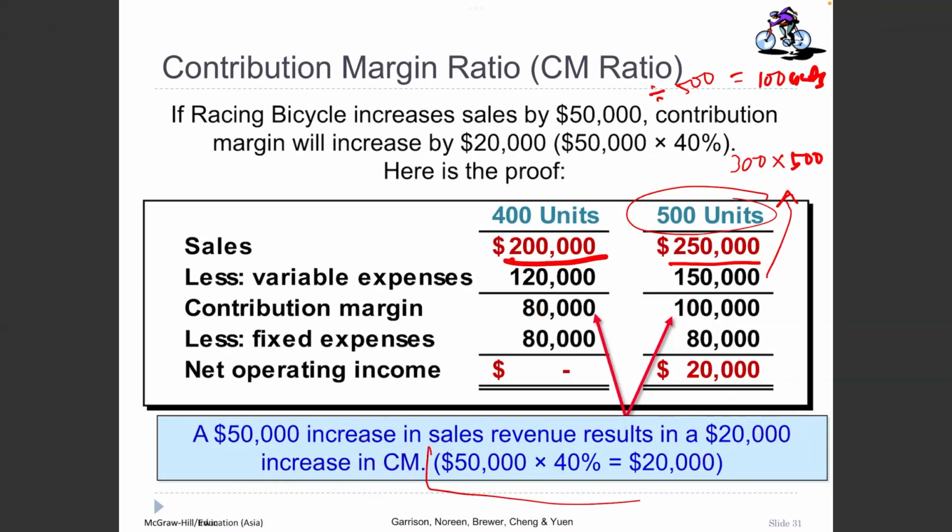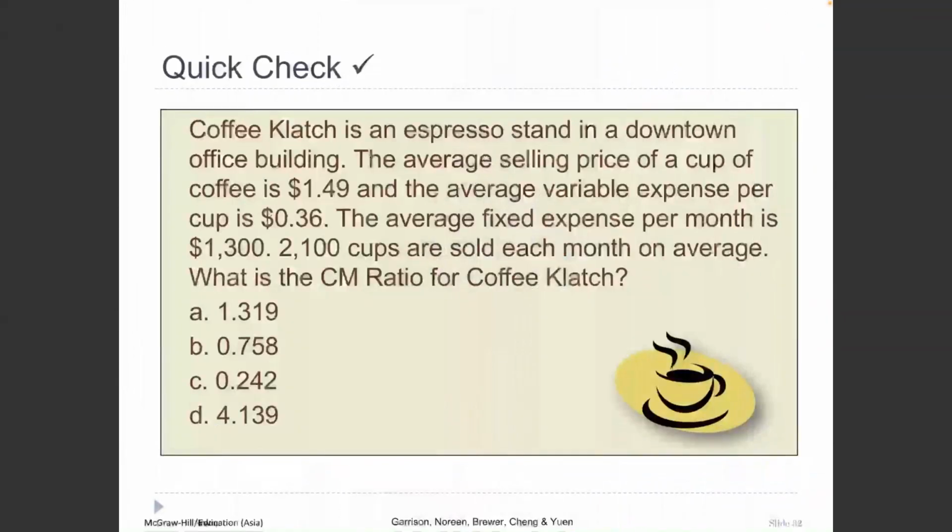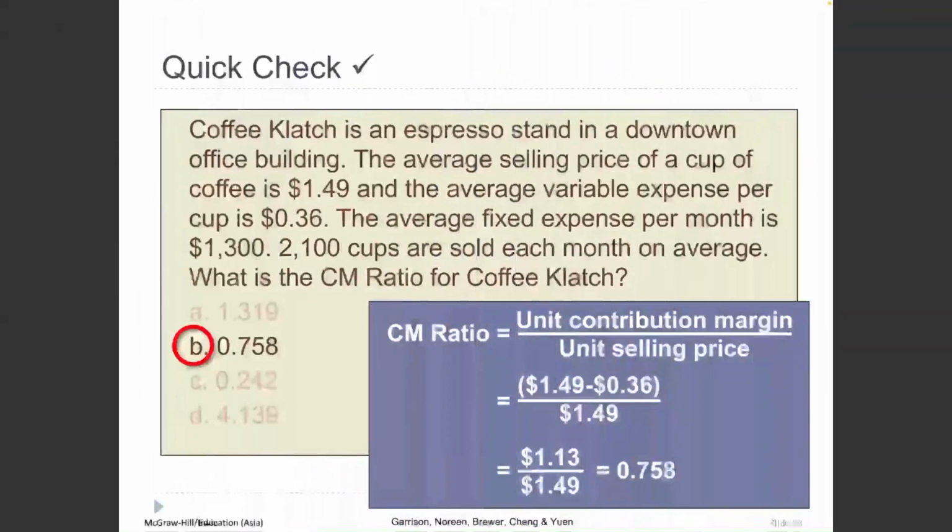So in simpler terms, if you don't want to draw this income statement, you can just right away use the CM ratio, multiply it with the increase in sales of 50,000, so you know your CM will increase by 20,000. Okay, so that is how powerful and how easy that is if you have the knowledge of this CM ratio, CM unit, and so on. It allows you to perform a quicker analysis. Okay, so you can have a look and try the question on your own.